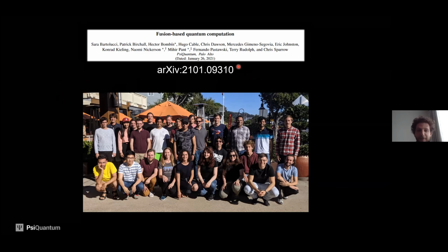Here's a picture of the architecture team at PsiQuantum from the before times. Maybe you recognize some familiar faces. I hope you enjoyed the talk. There are some bonus slides for those of you who are surface code enthusiasts and want to chat more about fusion graphs, but that's for later. So if you have any more questions, now is the time.